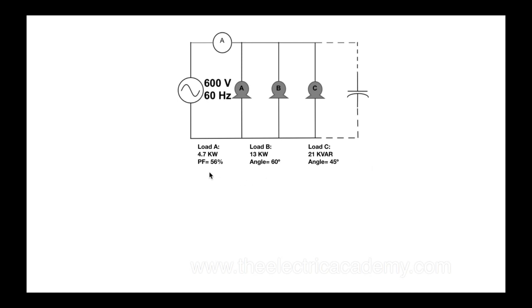So here, I've given these loads some characteristics. Load A, I'm saying, is 4.7 kilowatts with a power factor of 56%. Load B is 13 kilowatts with an angle of 60 degrees. We'll talk about that in a second. And we've got a load C that's got 21 kVAR with an angle of 45 degrees. And I haven't given you anything to do with the capacitor yet. So what we're going to do is figure out what this overall circuit is with these loads.